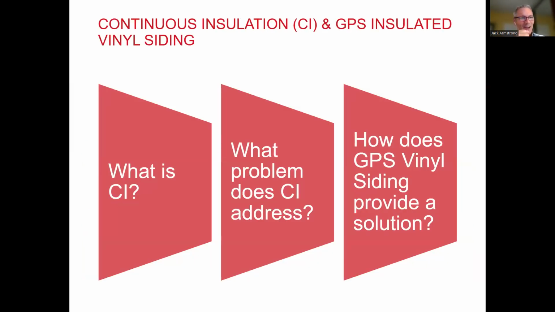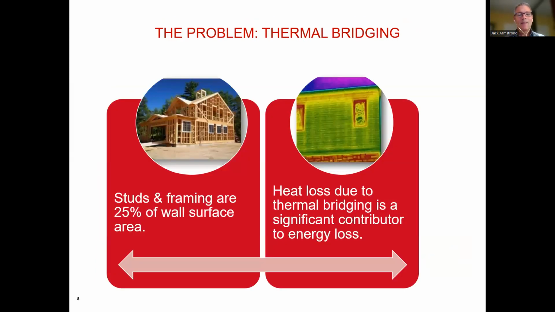So kicking off right into it with continuous insulation, CI, as I mentioned earlier, and graphite polystyrene insulated vinyl siding. We're going to hit on what it is, what problems CI addresses, and how graphite polystyrene vinyl insulation provides a solution. First of all, what's the problem? Well, the problem is what we call thermal bridging.